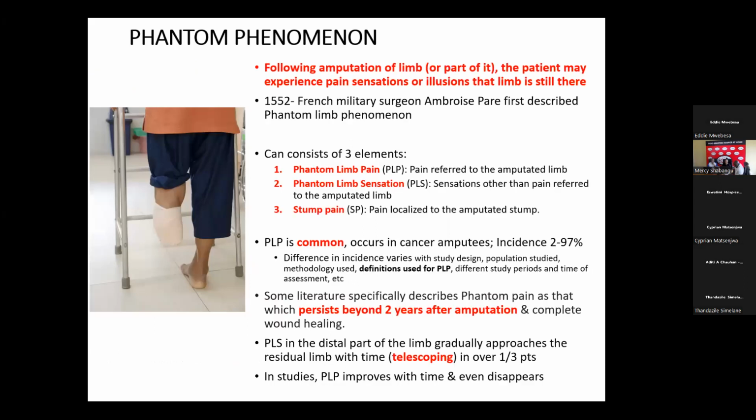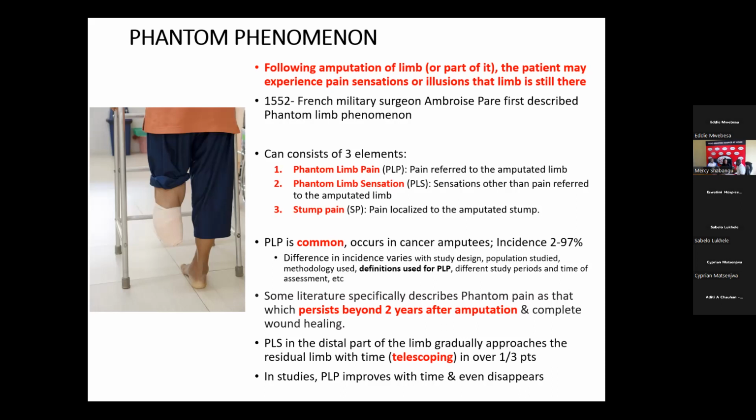The phantom phenomenon was first described in 1552 by a French military surgeon. And what he described was people who experienced pain or experienced sensations, or the illusion that part of their limb was still present, yet they had had an amputation. They had had surgical removal of either part or the entire limb. So this description really is something called a phantom phenomenon.